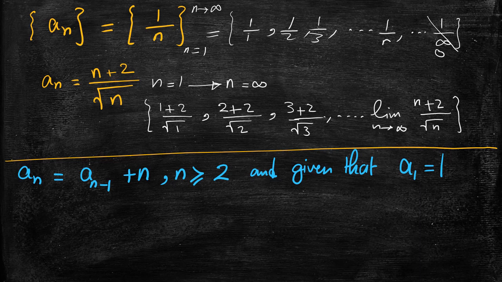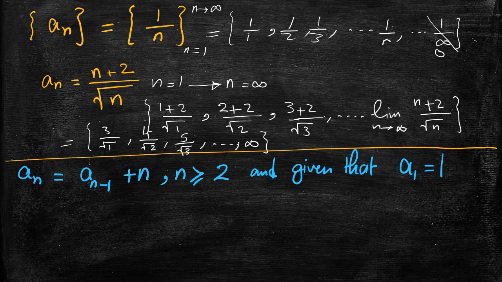For simplicity, these numbers can be rewritten as 3 over square root of 1, 4 over square root of 2, and then 5 over square root of 3. This limit at infinity, if we try to compute it, will give us infinity. So this is the sequence of this general term a_n.